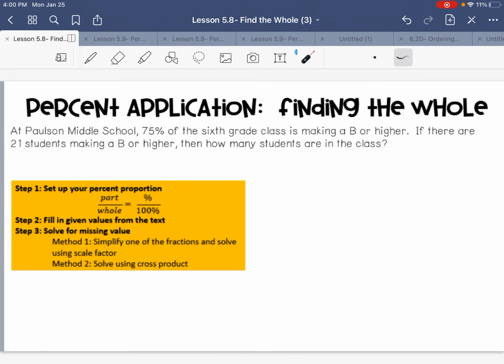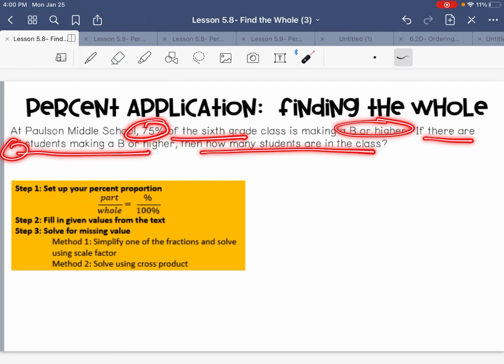So the first question that we're going to look at, we're going to read it together and make sure that you're always annotating. At Paulson Middle School, 75% of the 6th grade class is making a B or higher. If there are 21 students making a B or higher, then how many students are in the class?